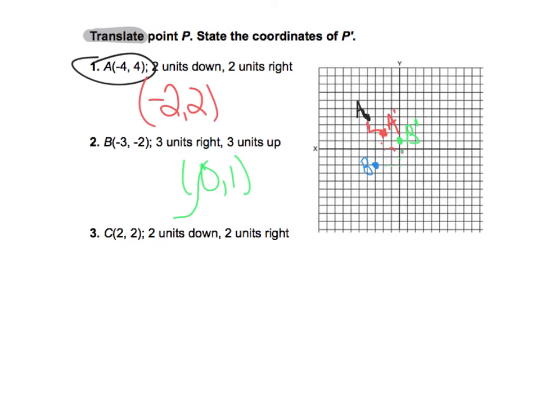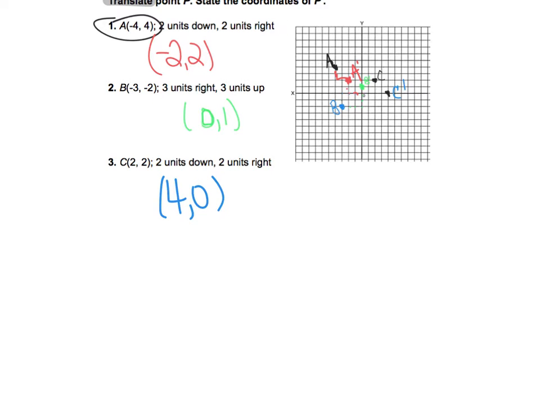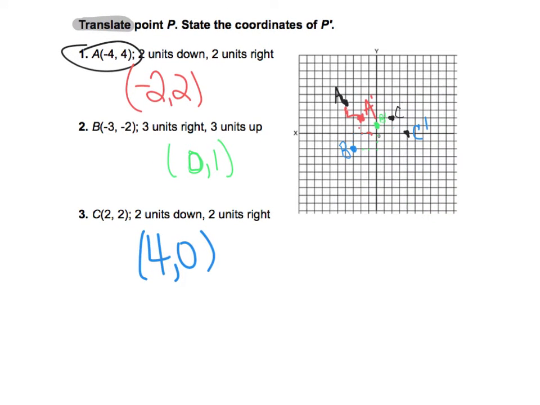Okay, so point C, why don't you pause the video and try that one on your own and make sure that you are doing it correctly. And if you have any questions, please let me know. Okay, so take a look at where we have our point C over here. We translated 2 units down and 2 units to the right, and our ordered pair where it ended up is at 4, 0.